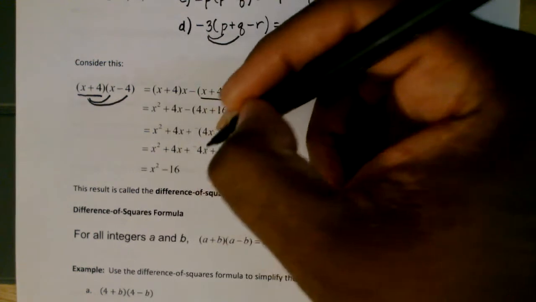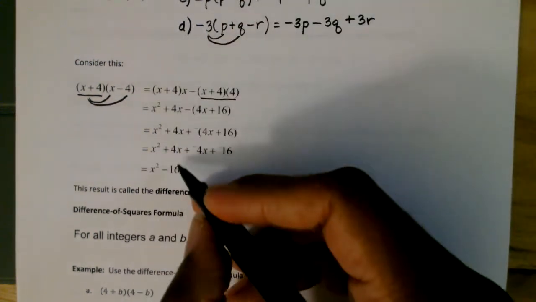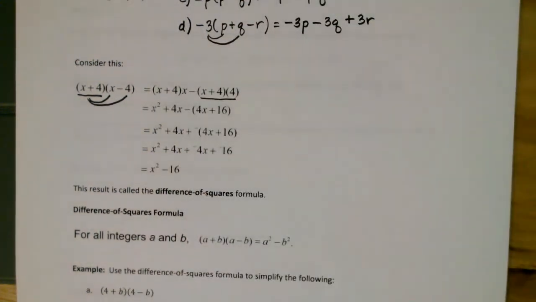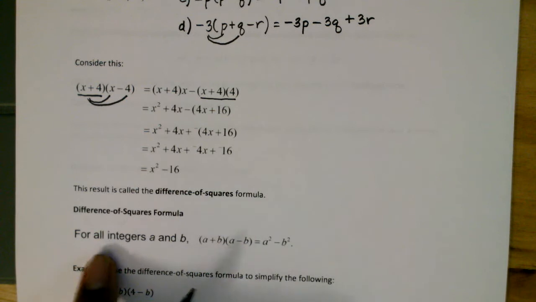We'll add that to the x squared plus 4x. Now notice that 4x and negative 4x adds to 0. You'll be left with x squared minus 16. Now this result that we came up with is what we call the difference of squares formula, which is this right here.